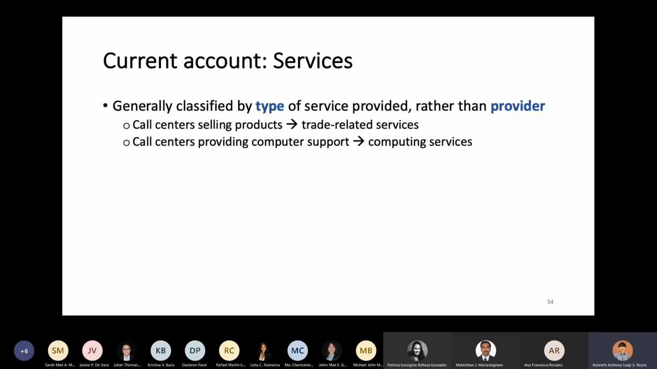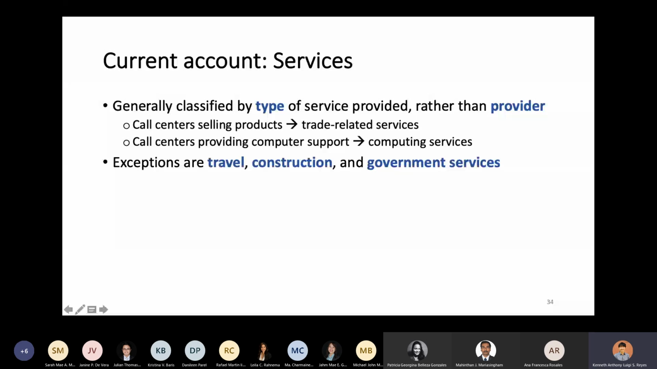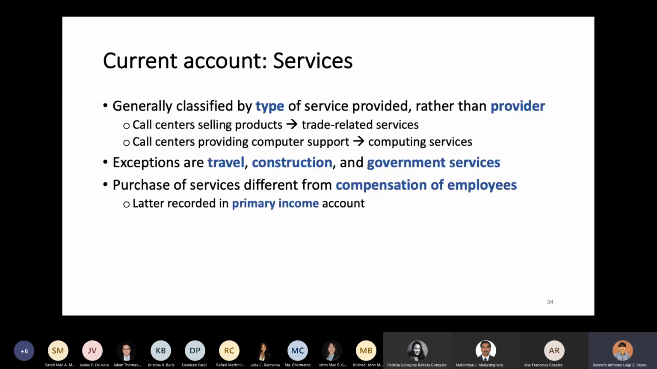There are exceptions to this rule, namely in the travel, construction, and government services categories. I'm going to be talking about travel and construction later, but for government services, these are your transactions between embassies, military bases, things like that. So in this case, the identity of the transactor is actually the key here rather than the type of service rendered. But in general, we will follow the principle that it's the type of service rather than the provider.